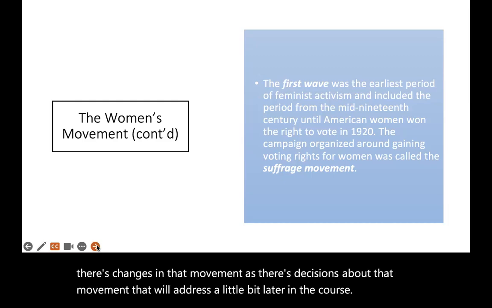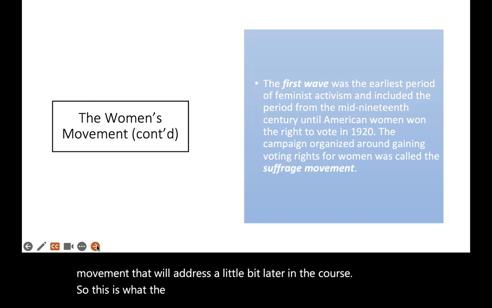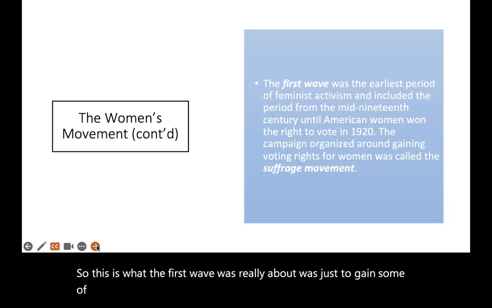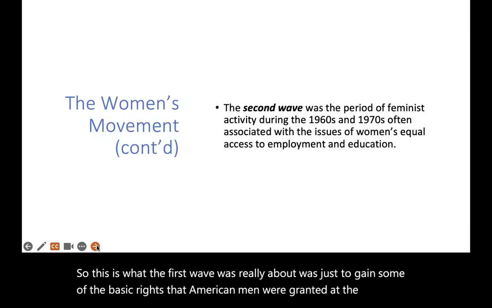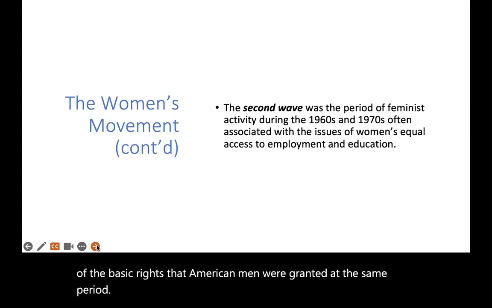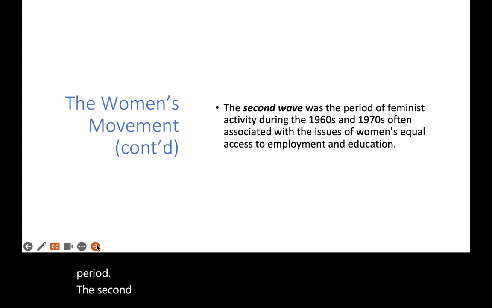So this is what the first wave was really about, just to gain some of the basic rights that American men were granted at the same period. The second wave was between the 1960s and 1970s, and this had the goal of women achieving equal access to employment and education.